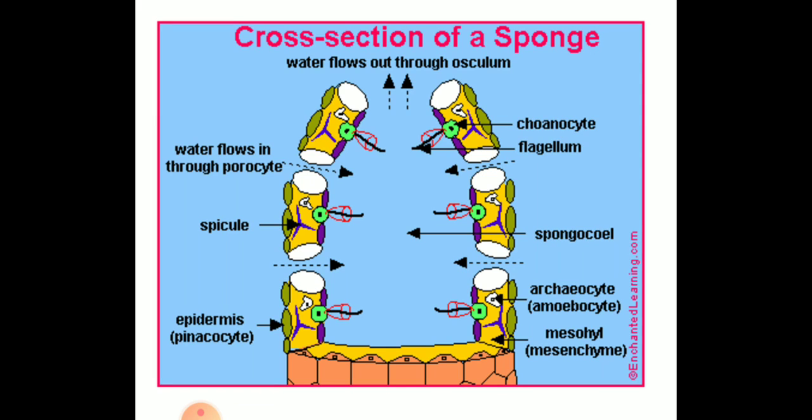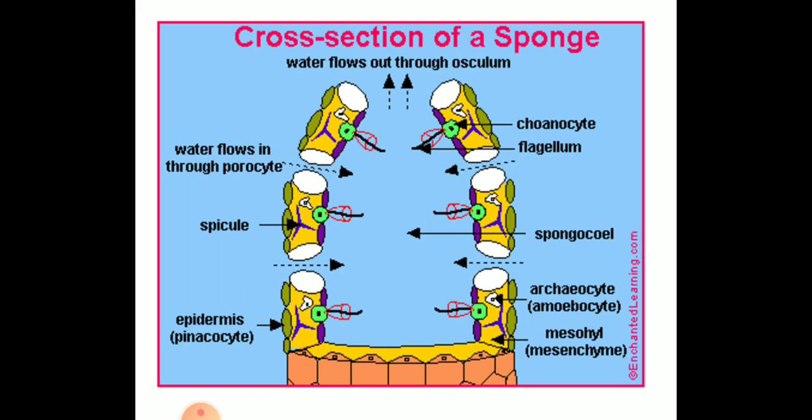This is the structure. You can see the water moving out through the osculum and entering through the ostia. It is a cross section of a sponge, showing how the water enters inside and how the water is thrown outside. You can see the outer ectoderm, inner endoderm, and the middle layer, the mesohyl or mesenchymal layer. And also you can see the spicules.